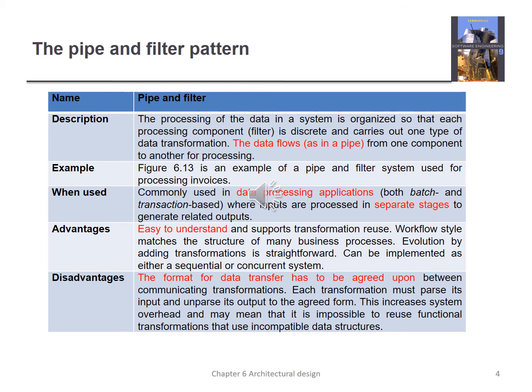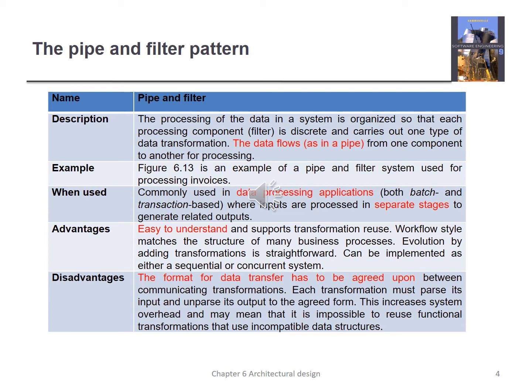Disadvantage, the format for data transfer has to be agreed upon. This means the input you give me in the third filter, I have to know about it, because that one is created as an output in the second one. This means the first filter, when it takes an input and creates an output, it goes to the second process. So the second process has to agree on the parameter which is taken by the first one. So a format of data transfer has to be agreed upon between communicating transformations.